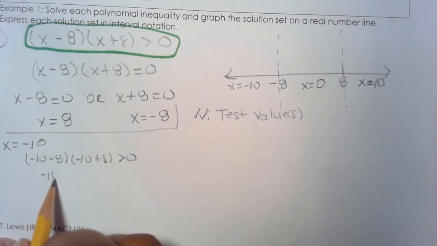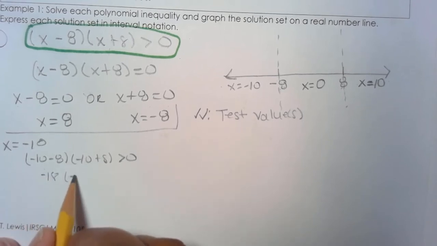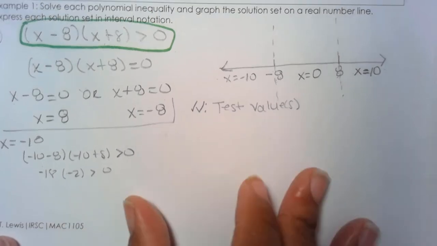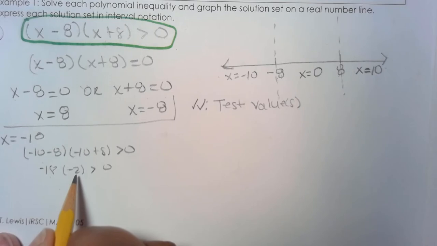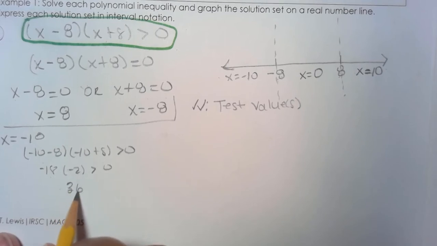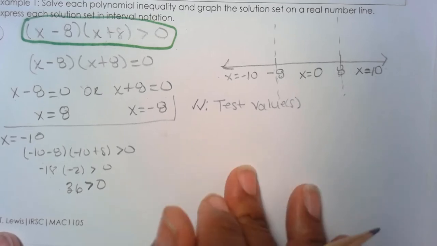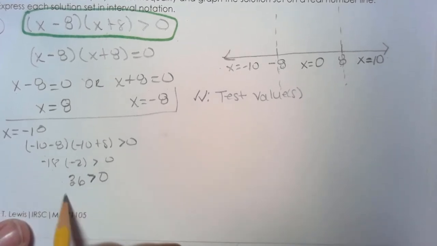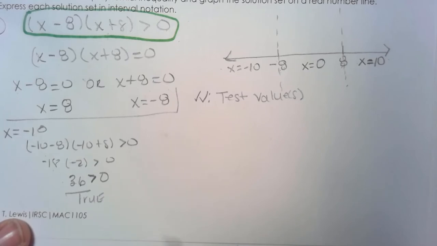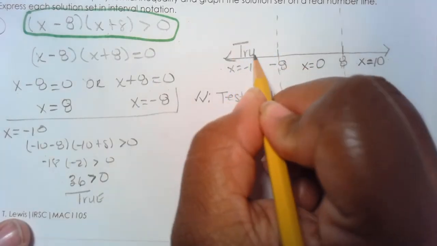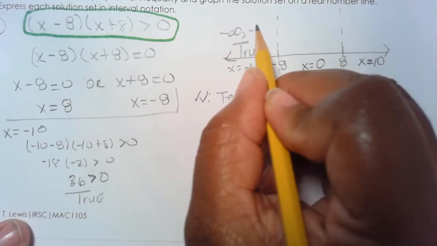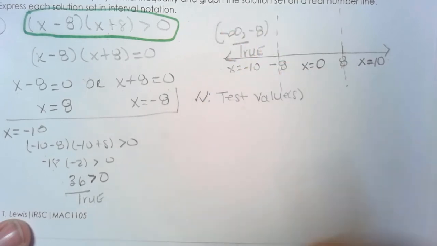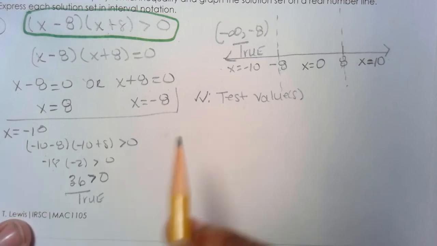Here we have negative 18 times negative 2 greater than 0. And then 18 times 2 would give us positive 36, greater than 0. Is this a true statement? Yes or no? That's true. So it's going to be true here. What you're saying is, from negative infinity to negative 8, those values are true.